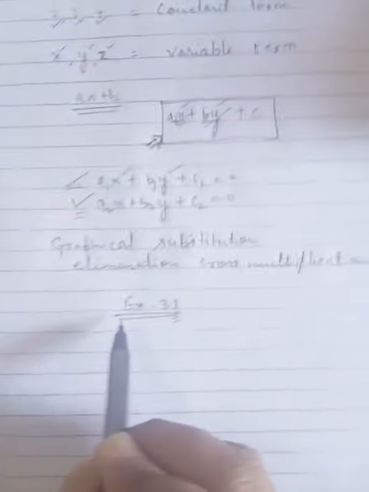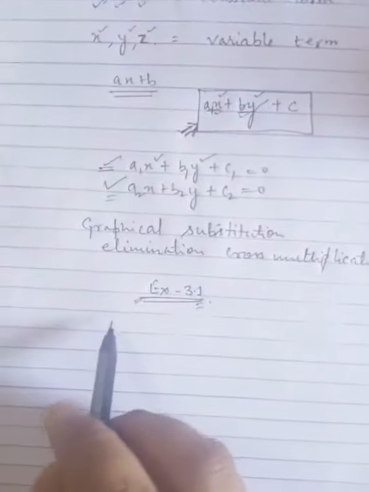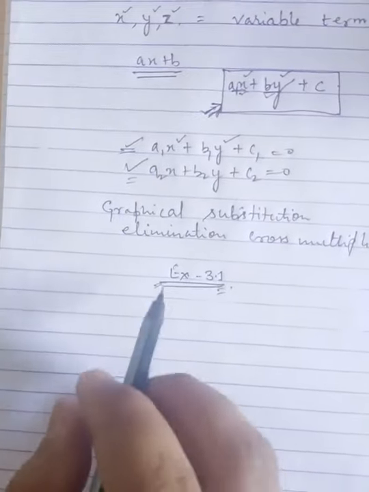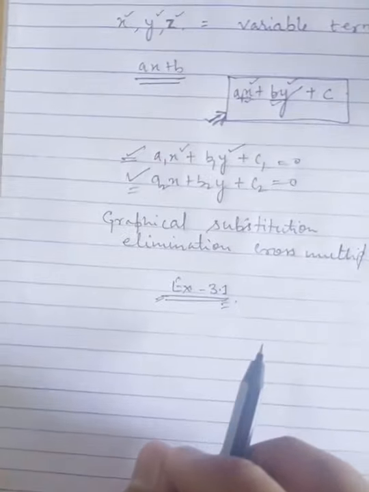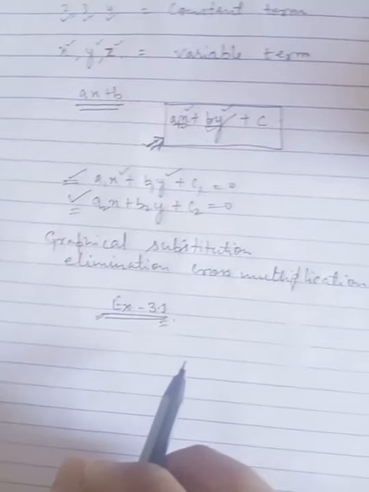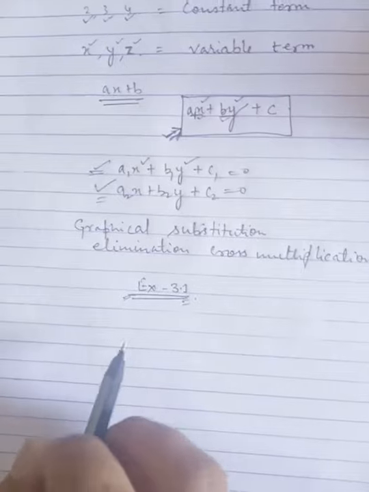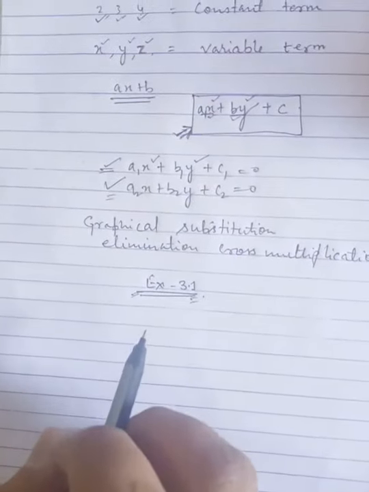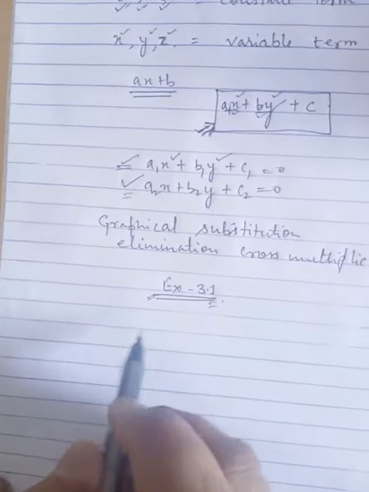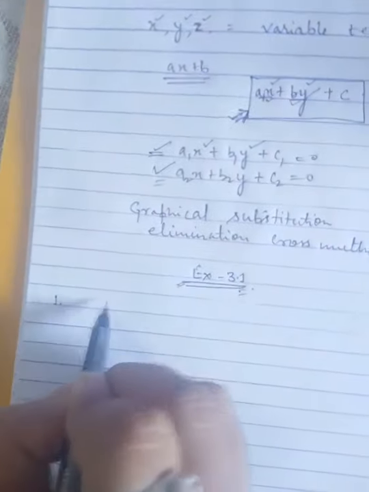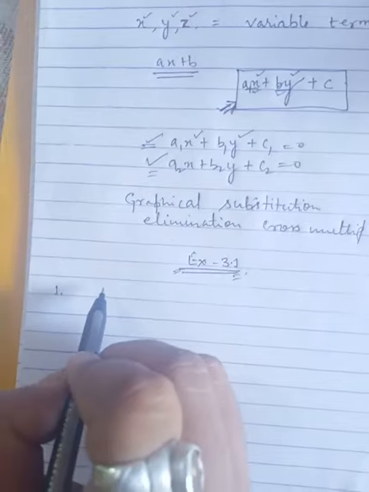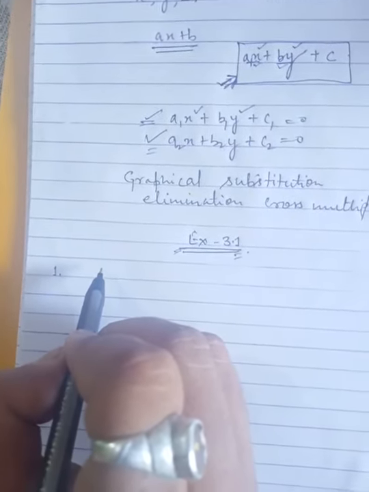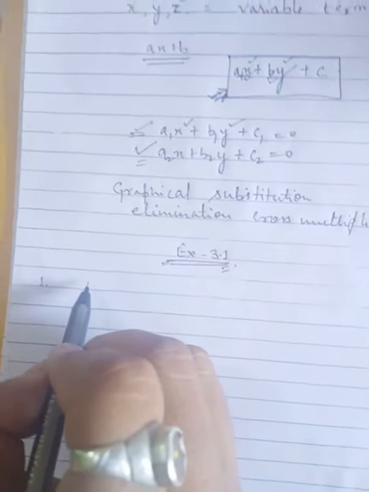Now exercise 3.1. The first question says, Aftab tells his daughter, 7 years ago I was 7 times as old as you were then. Also, 3 years from now I shall be 3 times as old as you will be. Represent this situation algebraically and graphically. At first we represent the situation algebraically, after that graphically as well.